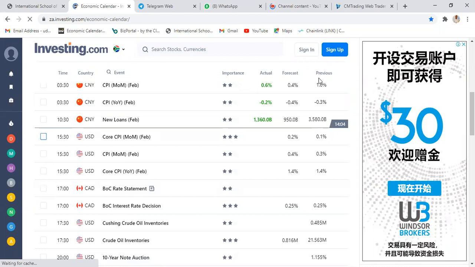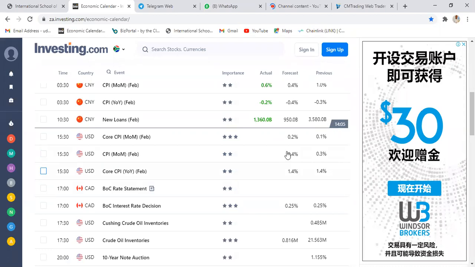The previous stat is 0.1%, and the forecast is 0.2%. It will be great for the dollar if the number is exactly 0.2%, meaning markets will move smoothly, which is positive news for the dollar. But if the number is less than 0.1, that means bad news for the dollar. The dollar will lose strength in the market today.